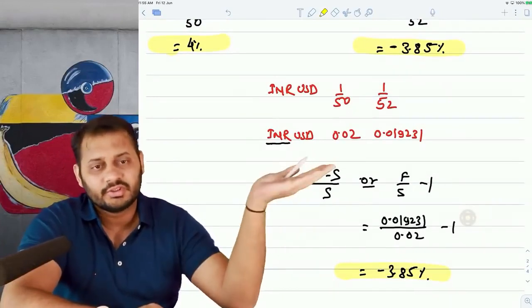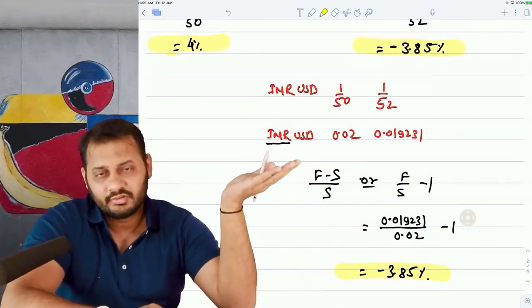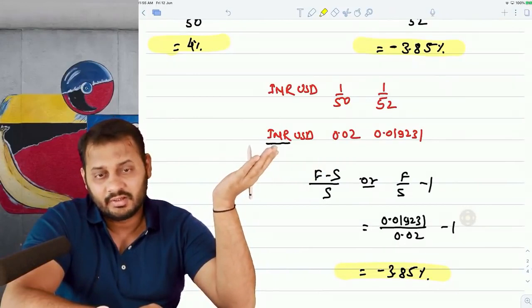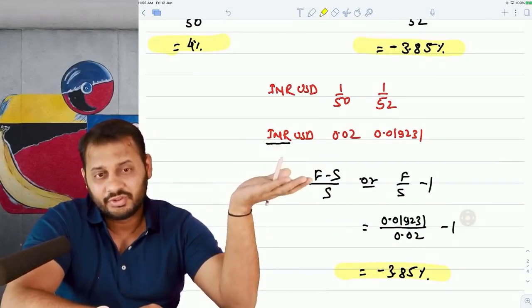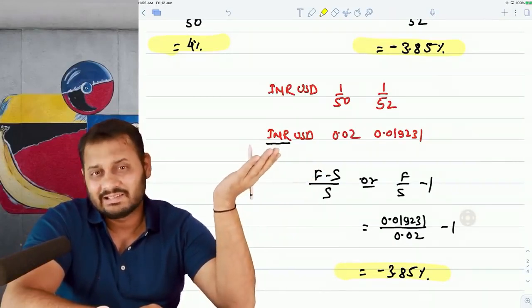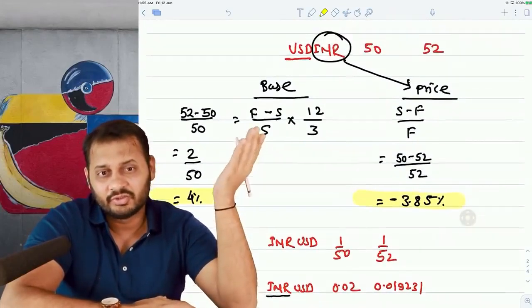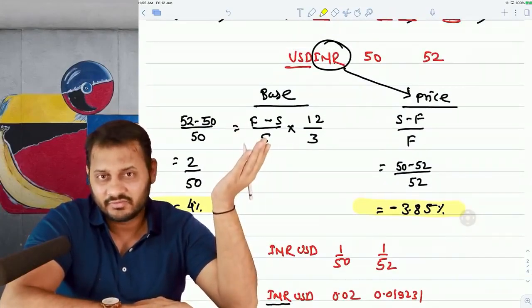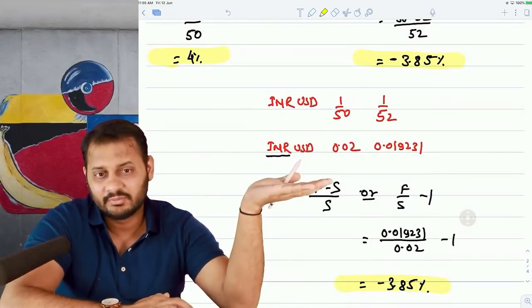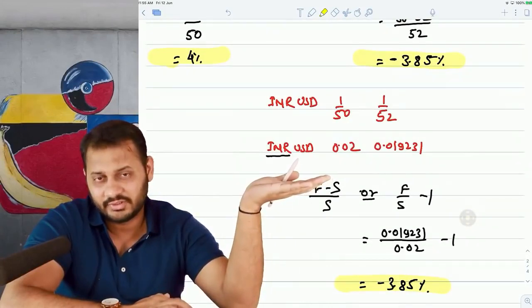But if you want to use the same formula, make sure the INR, the currency for which you are applying the formula, is the base currency. Here dollar was base currency, hence this formula is applied. Here INR is the base currency, hence this formula is applied.